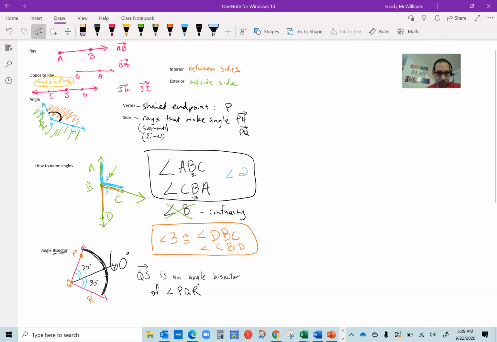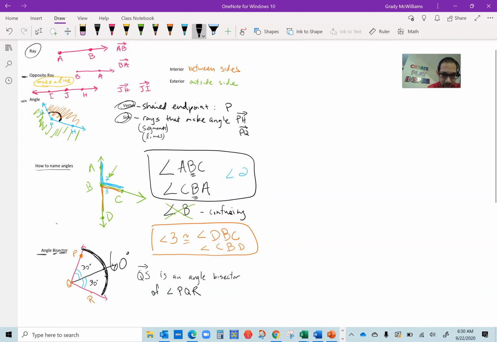So just a quick review. A ray has an endpoint and it goes through another point and keeps going. Opposite rays make a line, they go in opposite directions. Angles have two rays that share an endpoint. That endpoint is called the vertex. The two sides that help make up the angle are called sides, I guess. You name an angle by using 3 letters. The middle letter must be the vertex, the shared endpoint rather.